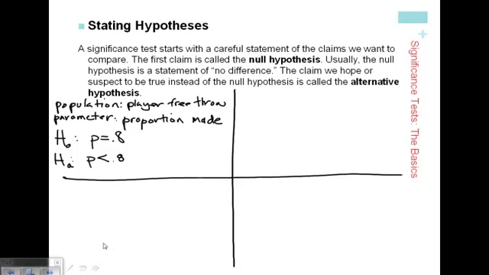Again, to help you through this process, I need you to have some words on which you can grab when you're doing this. It's going to be really difficult and very awkward to begin with, but you'll get used to it. The H naught claim, the null hypothesis claim, is what we think is false. But we've got to use that information in order to calculate the probability.